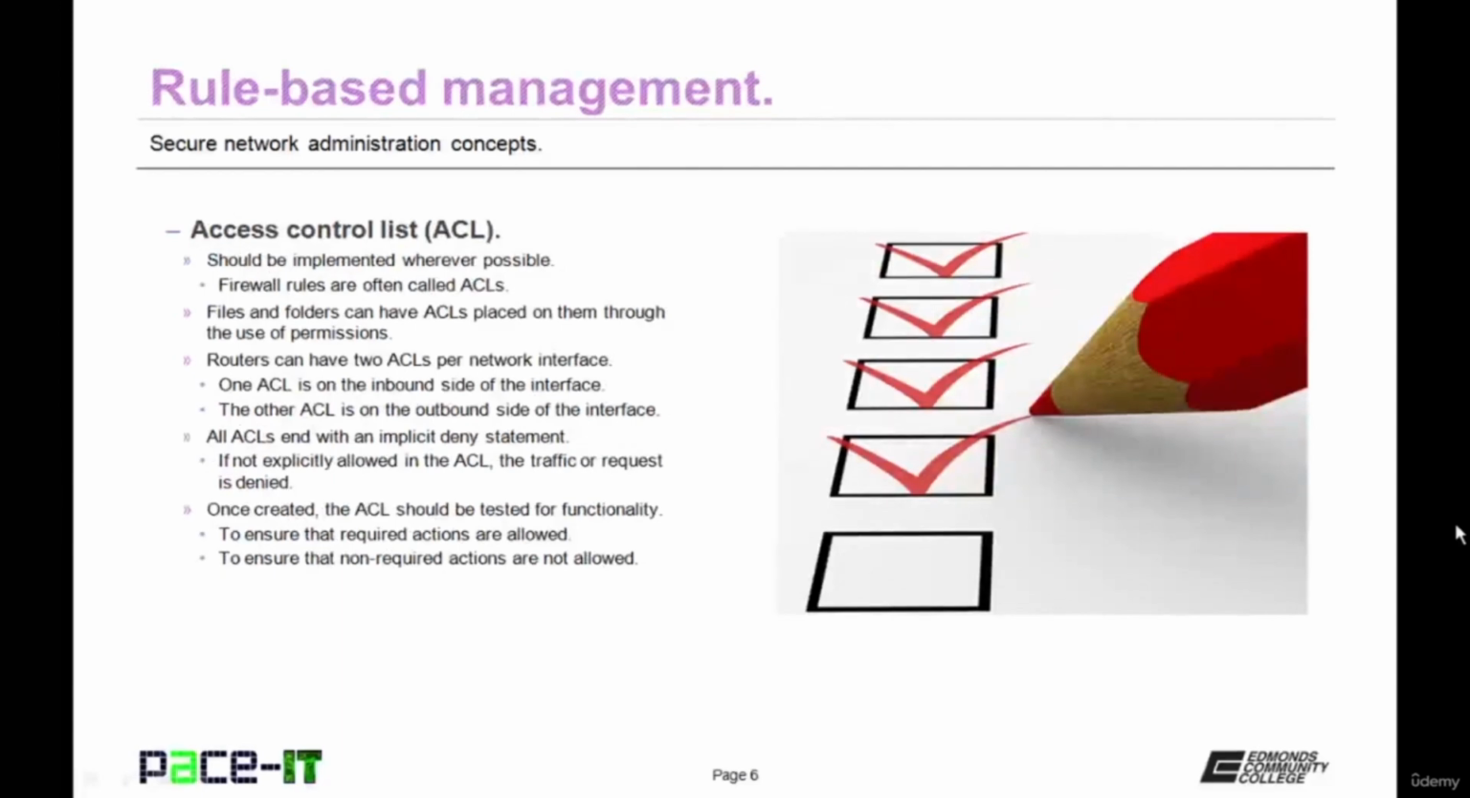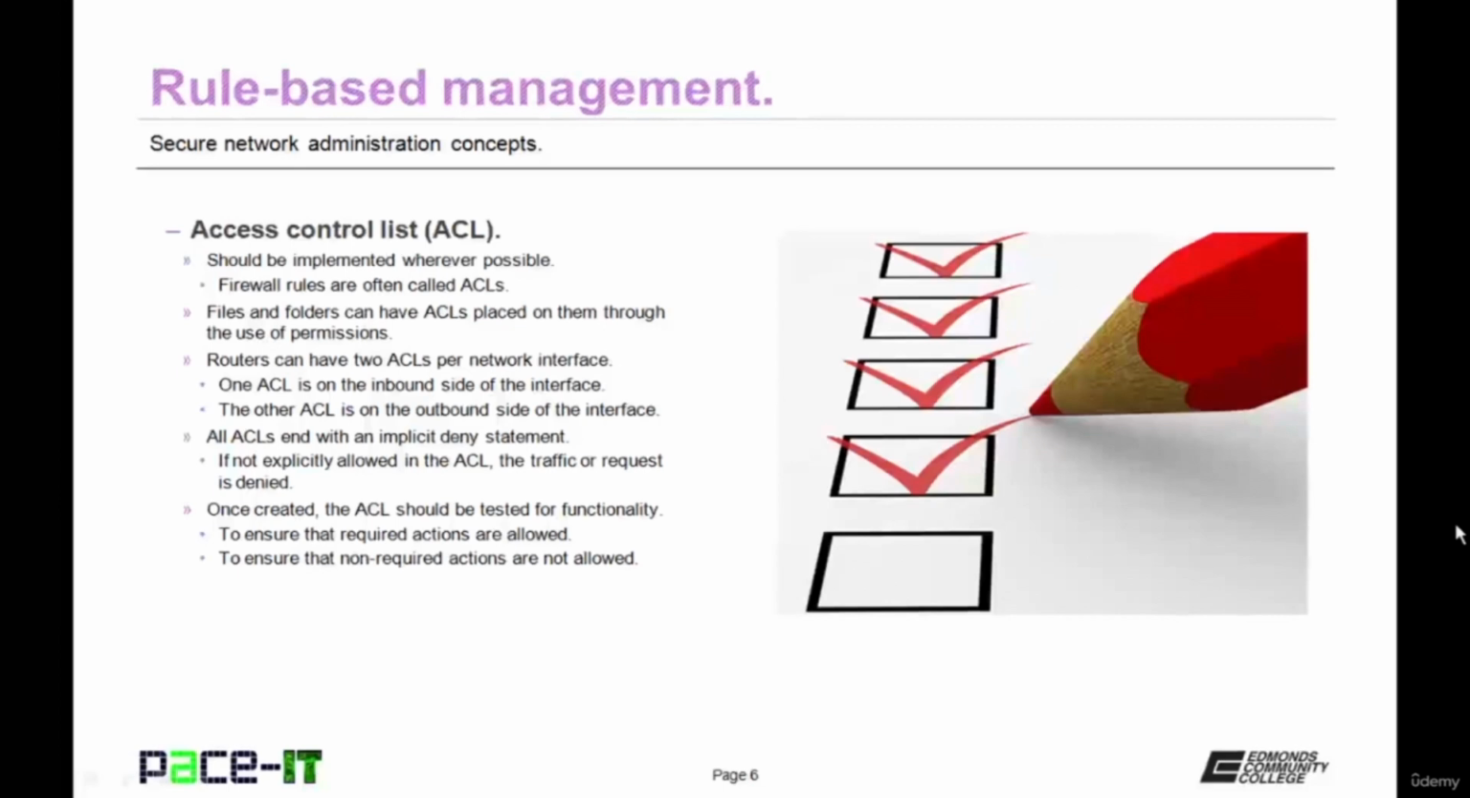The access control list is another part of rule-based management. Now, the ACL should be implemented wherever possible. Firewall rules are also often called ACLs. Files and folders can have ACLs placed on them through the use of permissions. As a general rule, routers can have 2 ACLs per network interface.